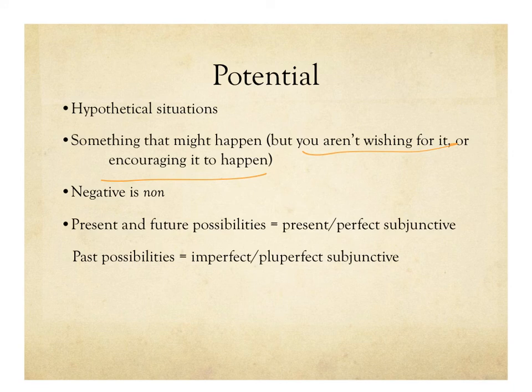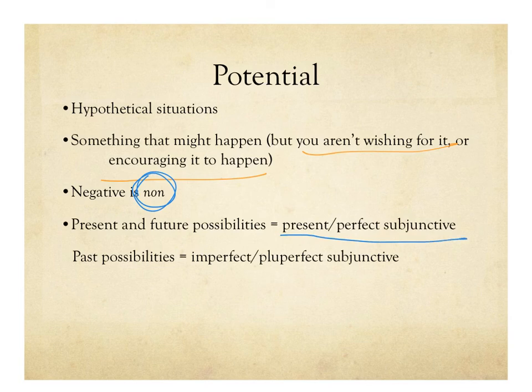It might rain. In these situations, we always use non as our negative, not ne. And so that's always a hint, too, that you have a potential subjunctive. For present and future possibilities, things that may happen now or in the future, we use either the present or the perfect subjunctive, usually the present.